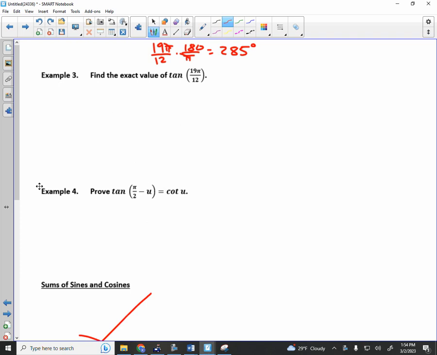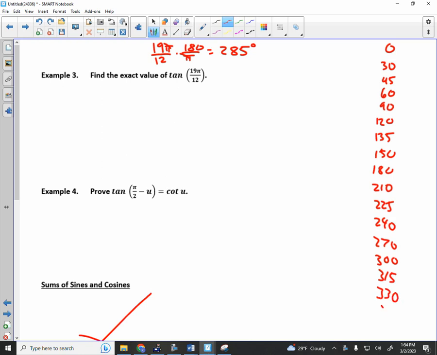I do not give you this on the test, but you need two angles that we know that add to the 285. I'm going to write them down. You tell me when you find something that adds to the 285. We got 90, 120, 135, 150, 180, 210, 225, 240, 270, 300, 315, 330, and 360.